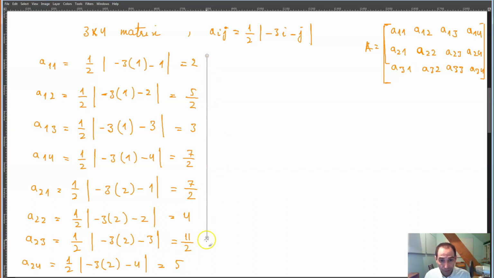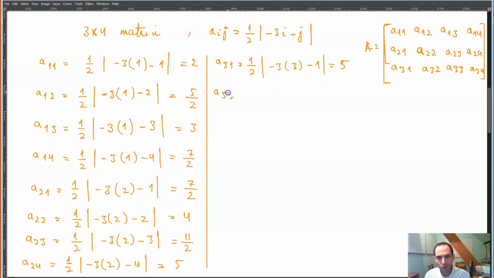Then you have A of 2, 4. So you have A of 3, 1 is equal to 1/2 times the absolute value of -3 times 3 minus 1, which is equal to -9, -10. 10 divided by 2 is equal to 5.